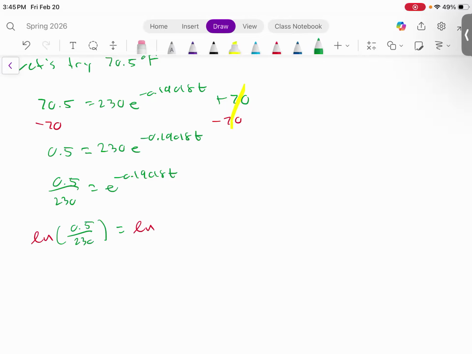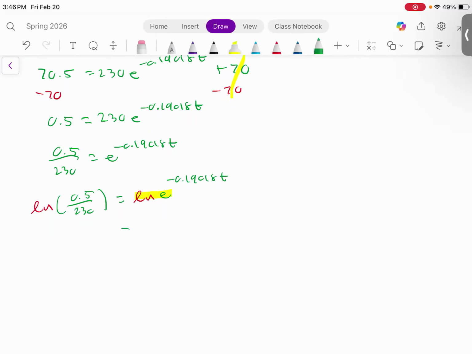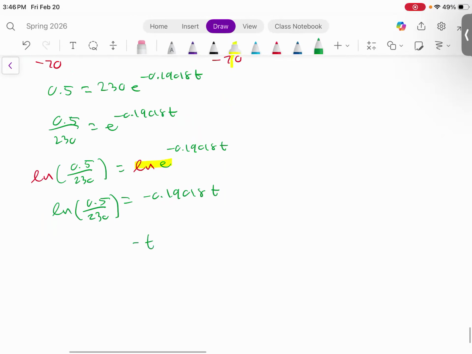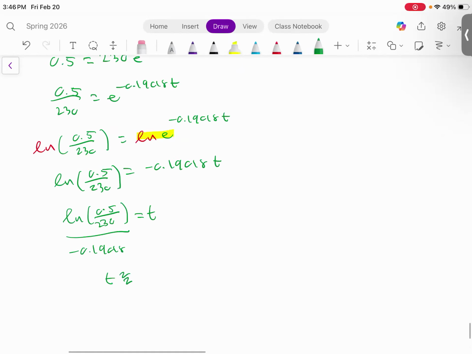Natural log of e to the negative 0.19018 t. Natural logs cancel out. And I'm left with negative 0.19018 t equals natural log of 0.5 over 230. Divide over that decimal. And so what we get is approximately 32.5 minutes.